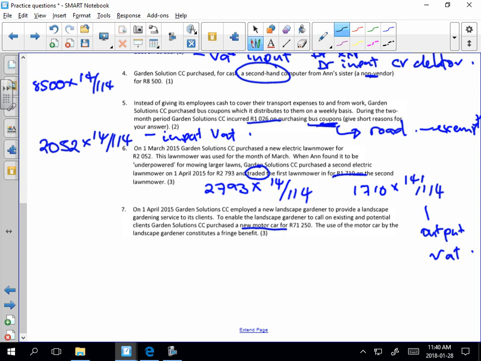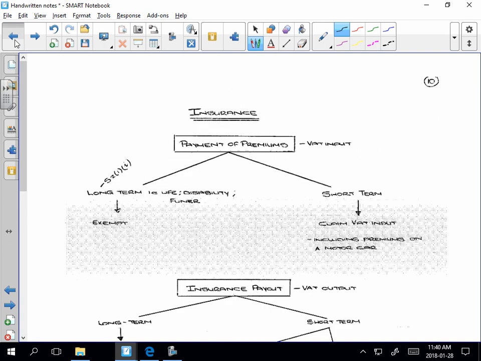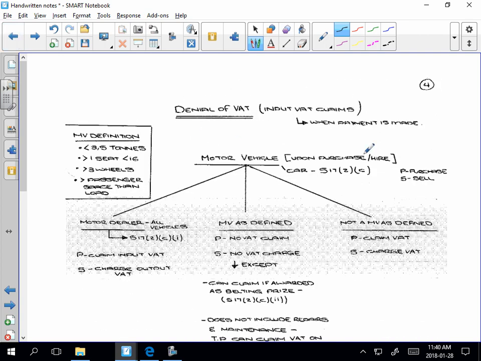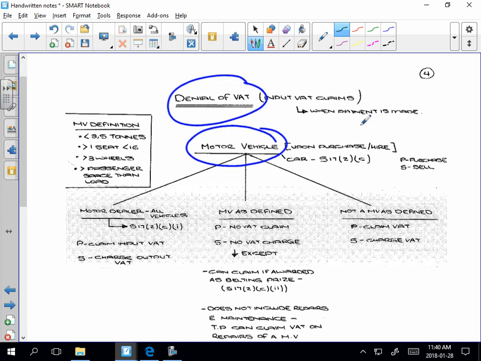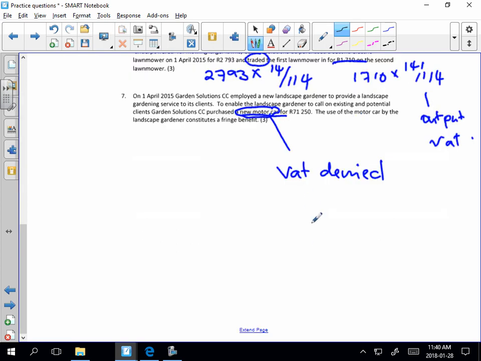What are we purchasing? Zero rated, exempt, or standard rated goods. It is a motor car. More passenger space than load space. So therefore, in that case, what happens? VAT is denied. Are you guys following this? Okay. So if you're not following it, denial of VAT. Is it a motor car? If it's a motor car as defined, no VAT claim, no VAT is charged. Everyone comfortable? Okay. So VAT denied on that transaction.